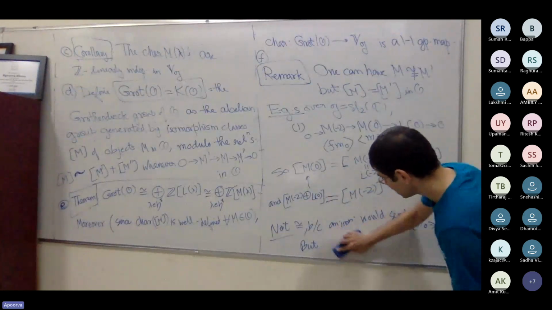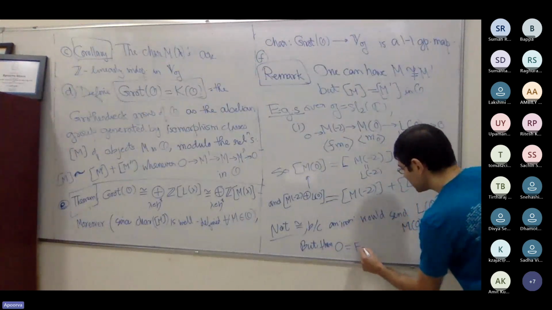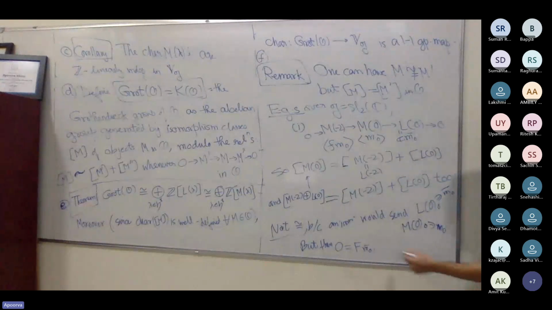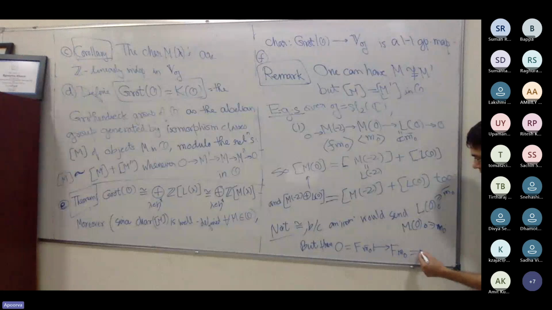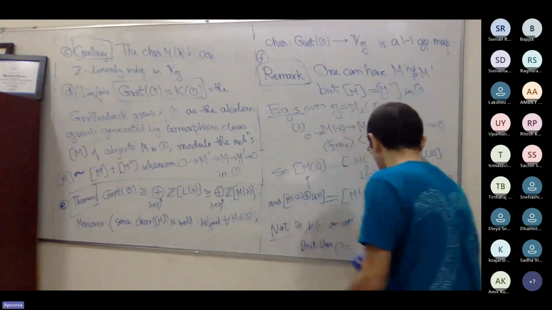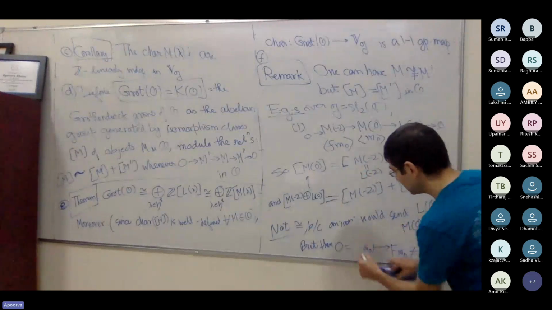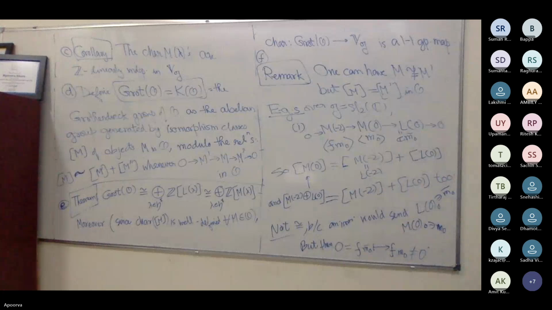But then 0 equals F times the vector of L0, and this should map to F times the vector in M0, and this vector is definitely not 0, it is in M-2. So F is the lowering operator in the Verma module. Right? So 0 cannot be mapping to something else. So they are not isomorphic.